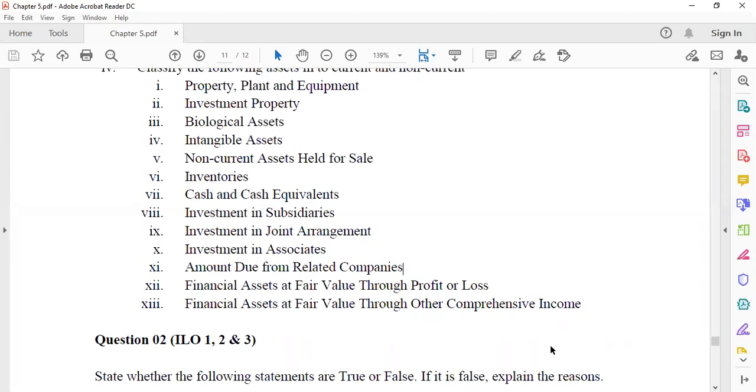Is that clear? If you are not clear, then please let me know. I can further explain. Then we have financial asset at fair value through other comprehensive income.